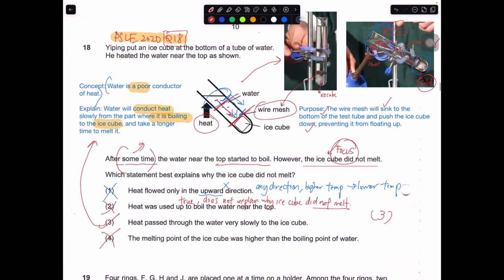So over here, let's take a look. Option 4: the melting point of the ice cube was higher than the boiling point of water. The melting point of ice is 0 degrees. Can 0 be higher than the boiling point of water? Definitely not. So this is actually a false statement, and it also does not explain. Actually, even if this were a true statement, it still does not explain. For this to be correct, it should be lower, but it still does not explain. So 4 is wrong. Number 3 should be the correct answer.